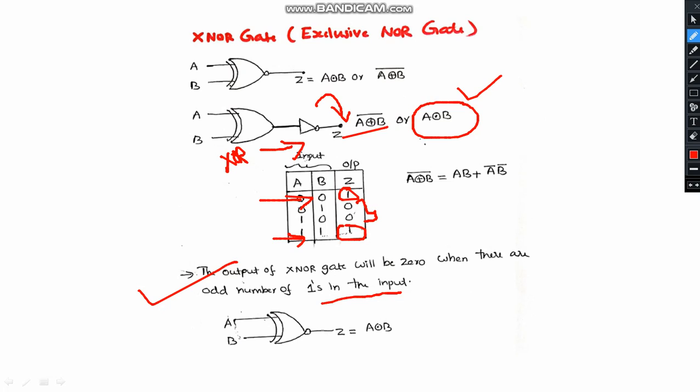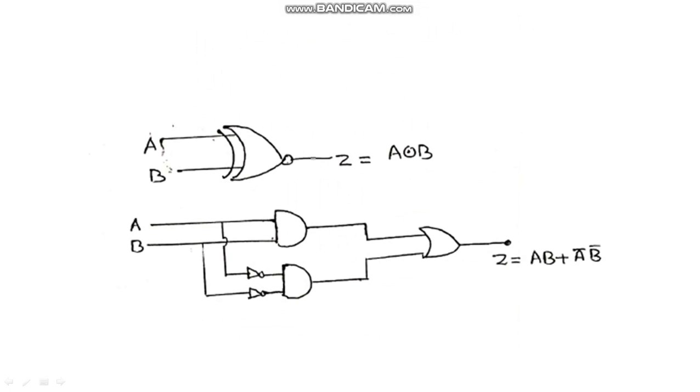I am talking about 0 when there are an odd number of ones in the input. Here an odd number of 1s is available. Here also an odd number of 1s is available. So the output is 0. Okay, I think you are understanding. This is a representation. Here you have to see there is an XNOR operation.